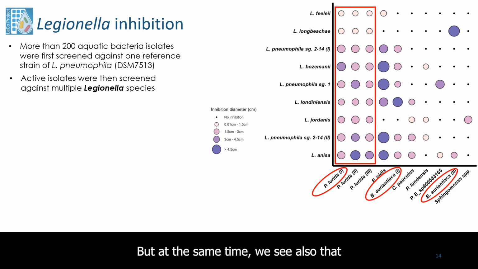But at the same time, we see also that species-specific inhibition patterns are not always consistent. We see two strains of Rhizobium aurantiaca that are in one case inhibiting almost all the Legionella species tested, in the other case only two of them.